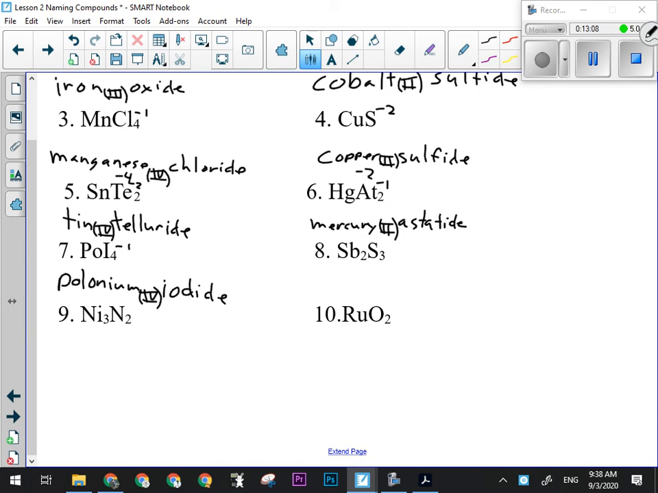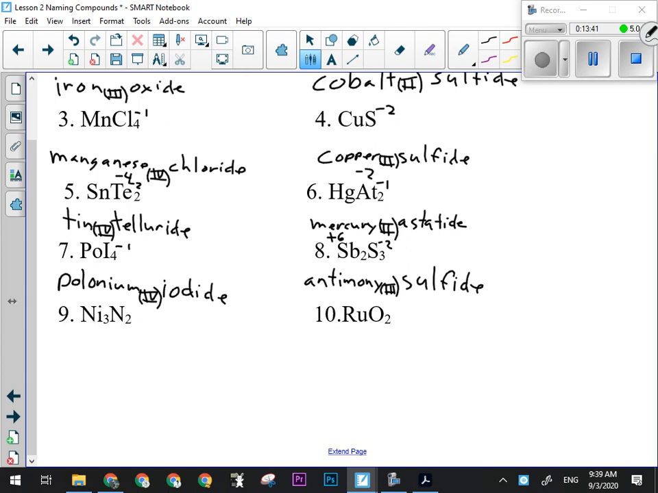Okay, and then for number 8, we've got antimony with sulfur, so antimony something sulfide. Sulfur is always a -2 charge, which means we have how many negatives? 6. So that means I have to get 6 positive charges out of 2 antimony atoms. So 6 divided by 2 is +3. So this is antimony 3 sulfide.